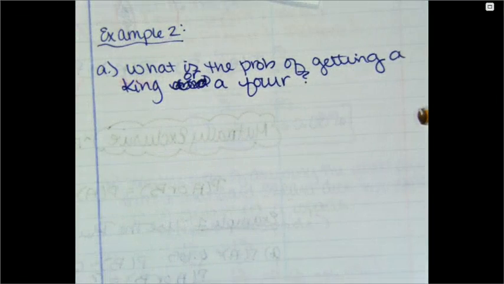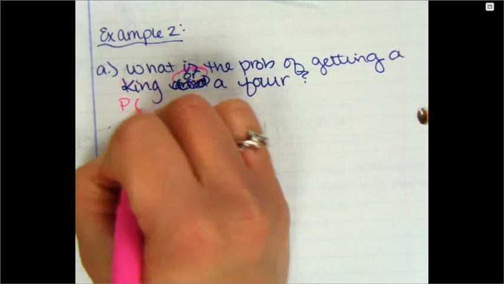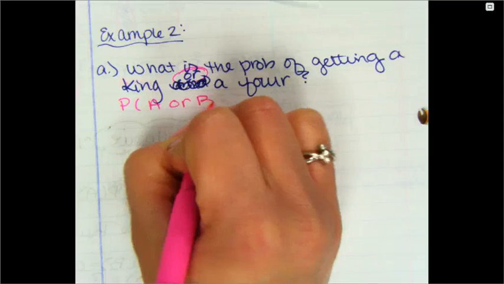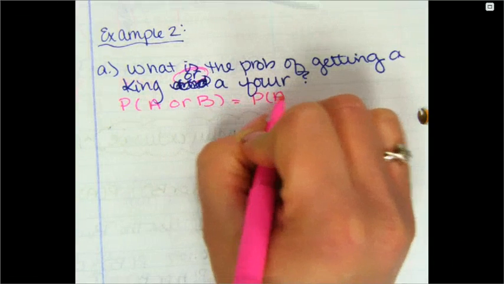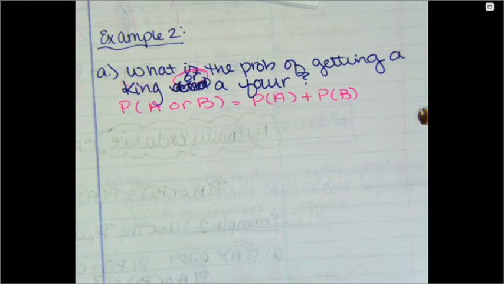I had to switch the words. I had "and" originally, but "and" means to do what? Multiply. And I had to switch it to say "or" by accident. So what is the probability of getting a king or a 4? So the keyword is what? Or. So the keyword "or" means we're going to do what? We're going to add, because the probability of A or B equals the probability of A plus the probability of B. Yes? Now I don't know yet if they're overlapping or mutually exclusive.